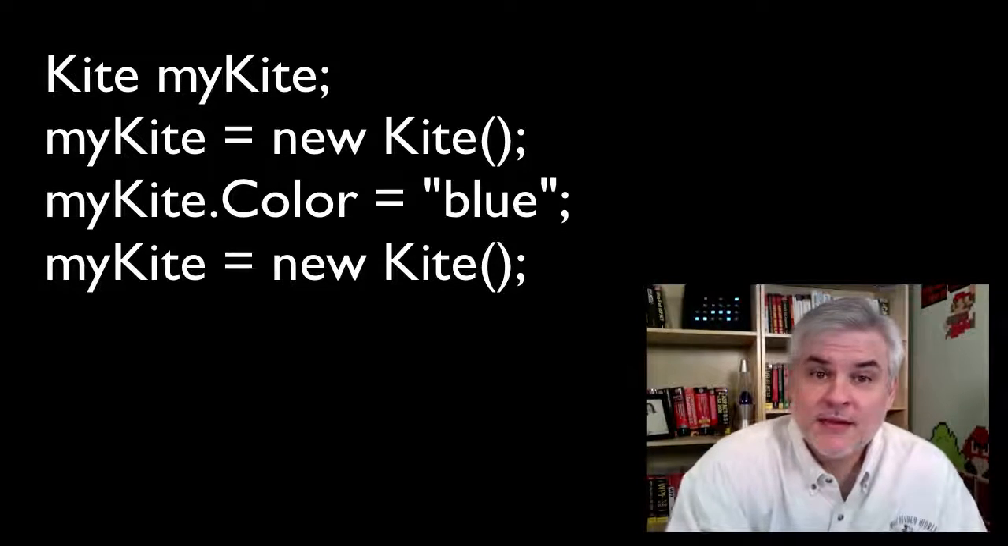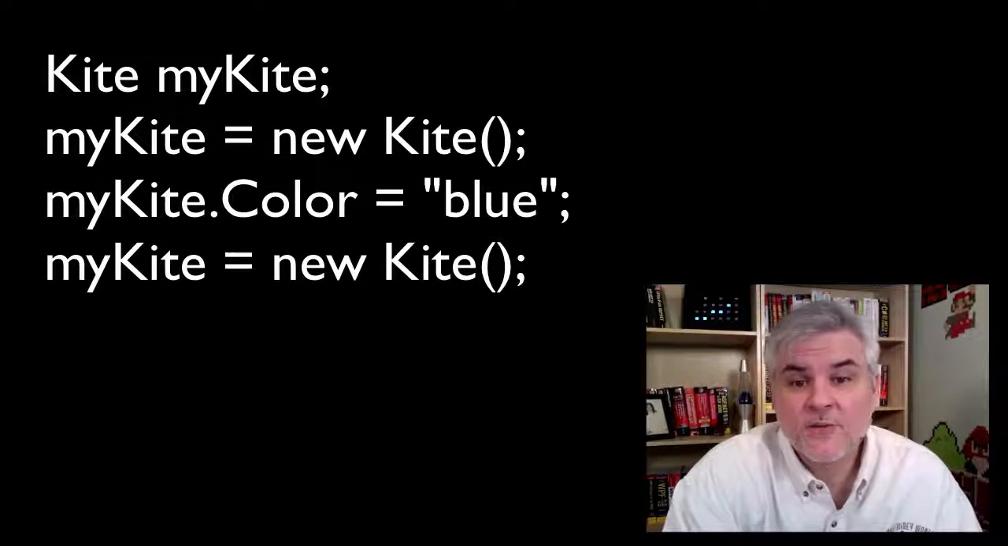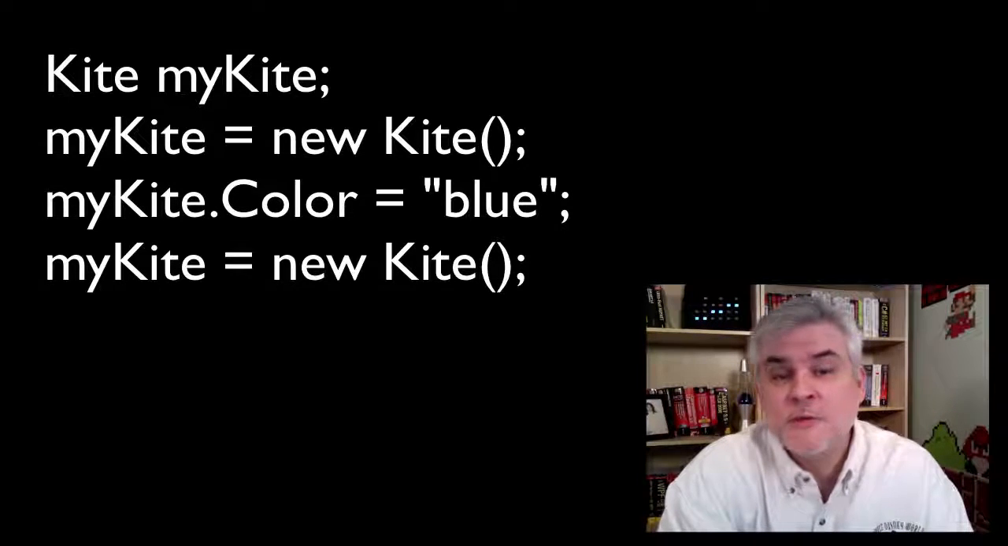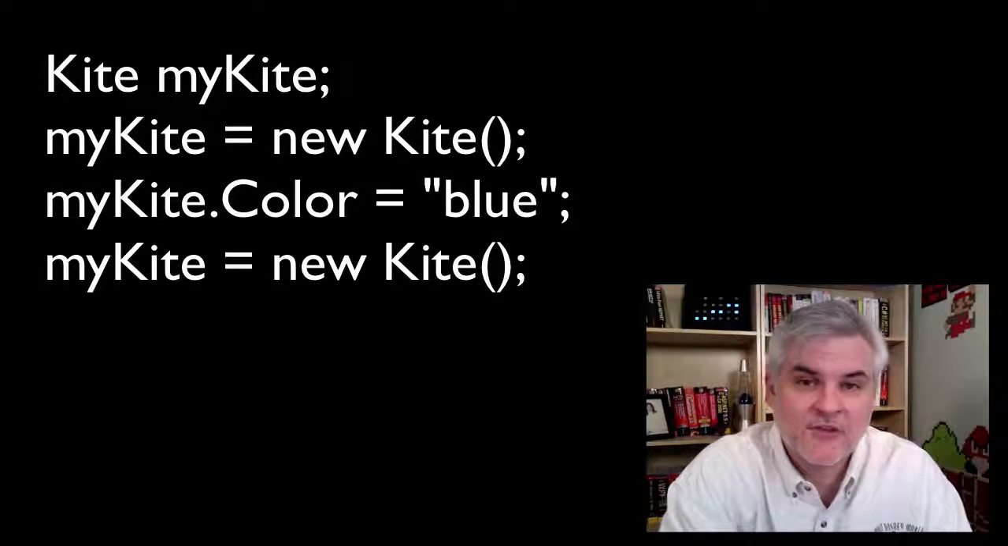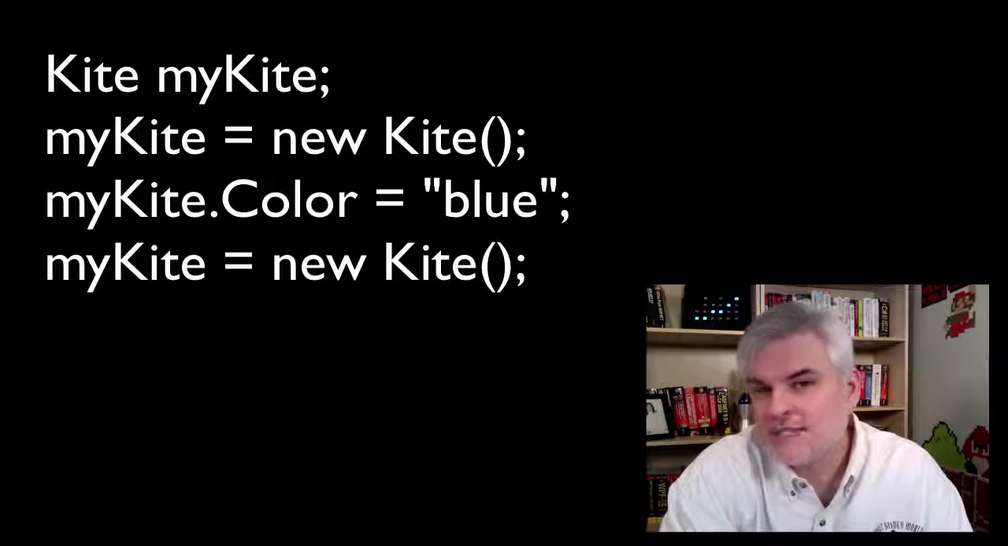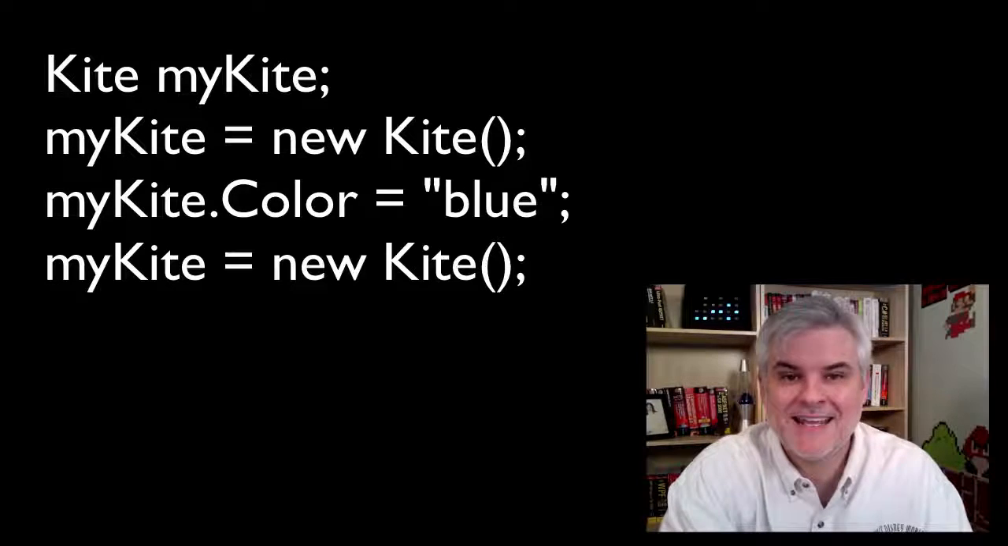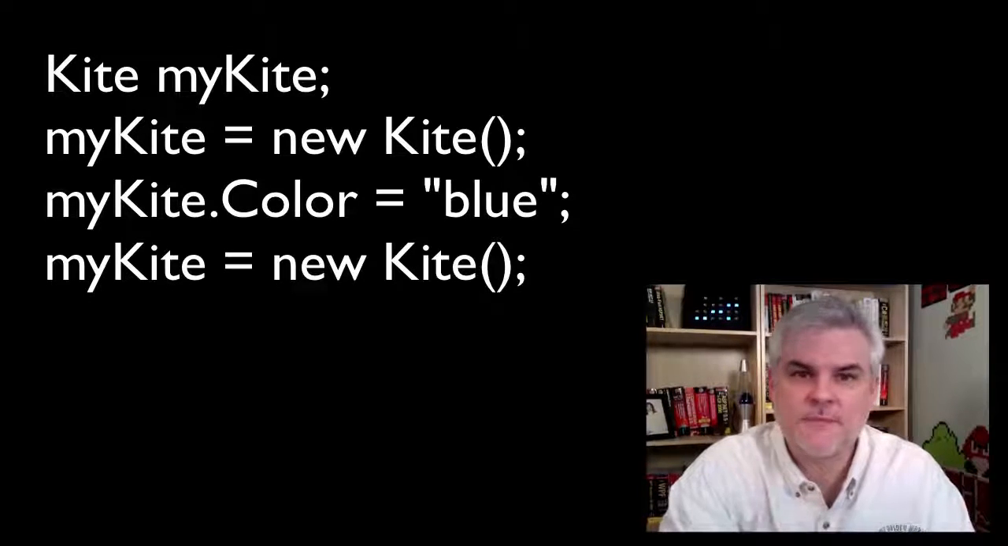So what happens to the blue kite? Well, since there's no variables that are referencing that object, it flies away, or rather it's removed from memory by the .NET framework. The .NET framework has something called garbage collection that goes around and looks for all those objects that have been abandoned, that have been orphaned, and it gets rid of them. Okay, cleans up. We'll talk more about that in the internals of the .NET framework at a later date.